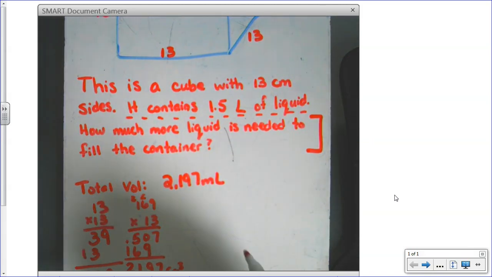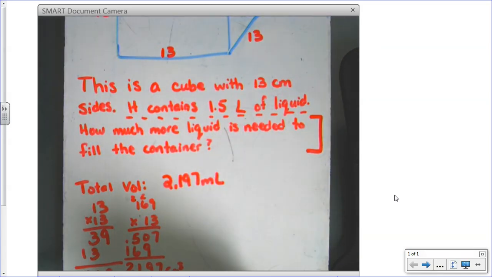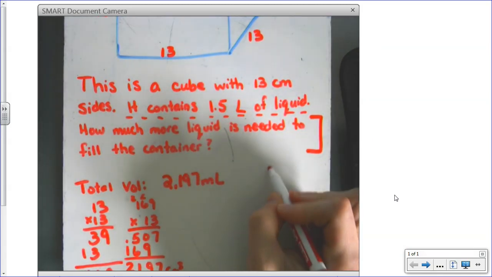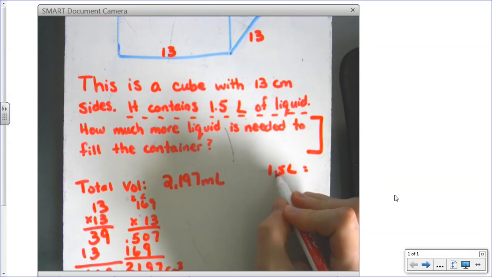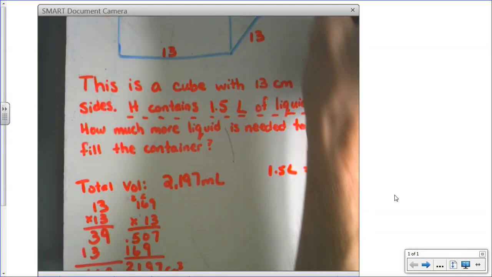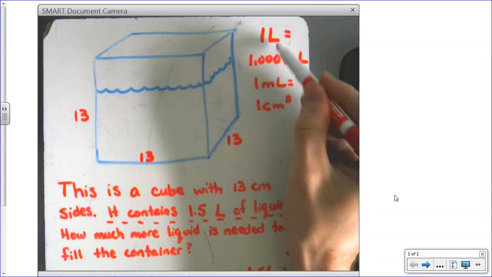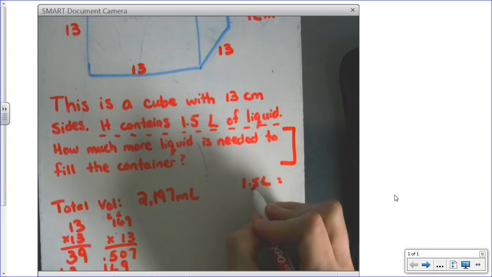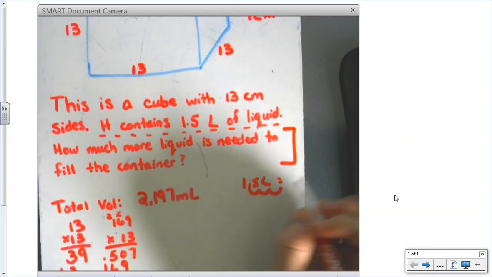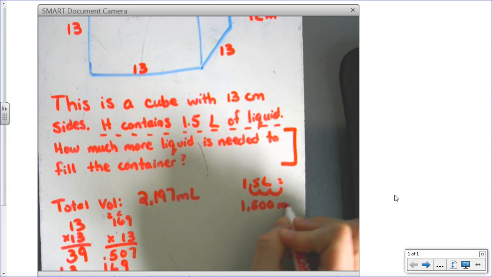Well, 2,197 milliliters. I know that the container has 1.5 liters. Well, 1.5 liters, if I move this decimal point 3 times, because liters to milliliters I multiply by 1,000, I'll show that conversion again. 1 liter is 1,000 milliliters. So I'm going to move my decimal point 1, 2, 3 times. So that's 1,500 milliliters.